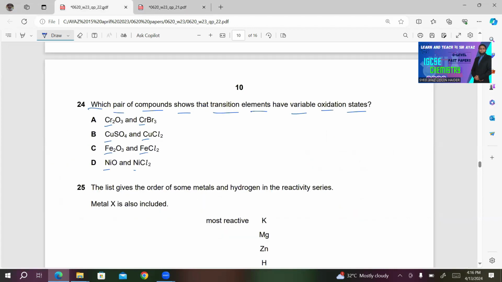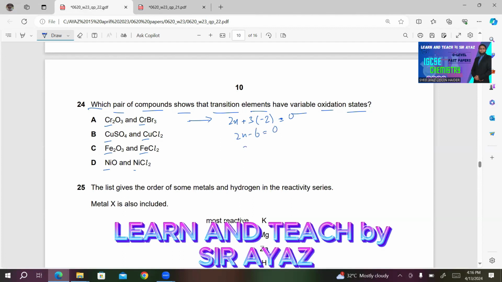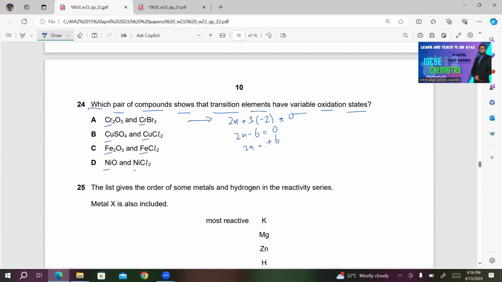So Cr2O3. So we have 2x plus 3 multiplied by -2. Overall oxidation state is 0. So we'll get 2x minus 6 is equal to 0, or 2x is equal to plus 6, x is equal to plus 3. So it's having plus 3.